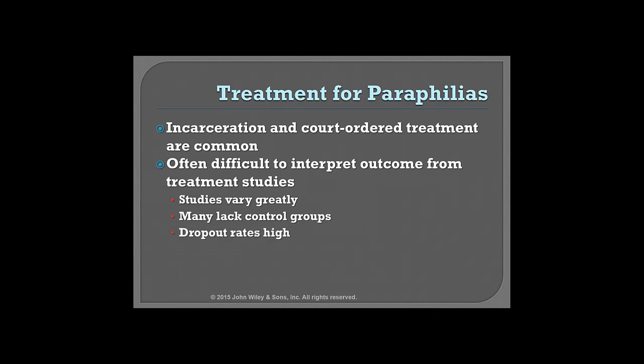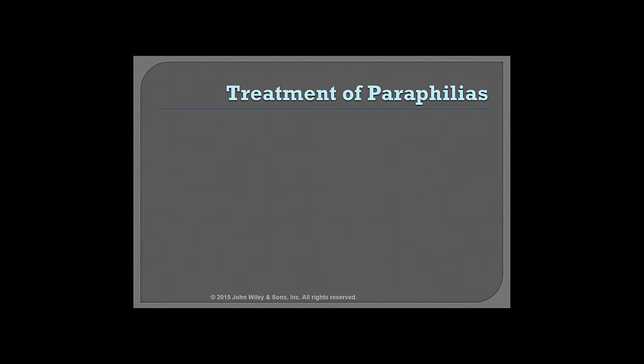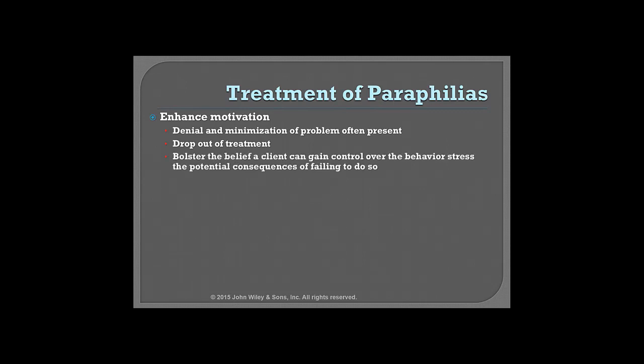So if we're going to engage in treatment of paraphilias, what models do we have? Well, the first step is always to enhance motivation. As I mentioned before, we have a pretty high dropout rate in terms of treatment. There's a lot of denial and minimization of the problem often present in these individuals who show up to treatment. So the therapist's first and primary job is to bolster the belief in the client that they can gain control over the behavior, and to stress the potential consequences of failing to do so. In other words, there might be jail time, there's the erosion of relationships, a lack of intimacy, and so on.